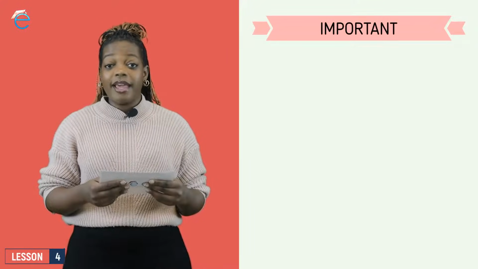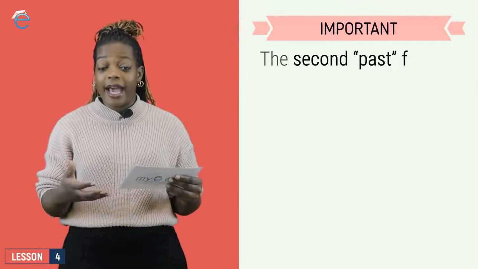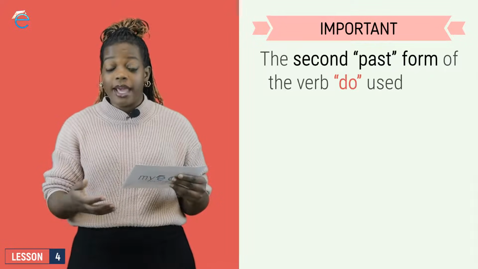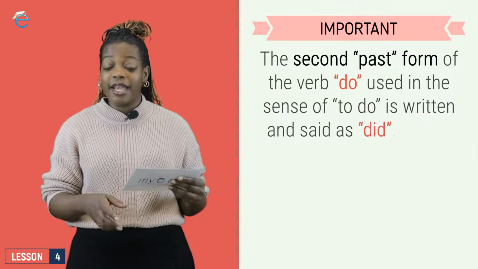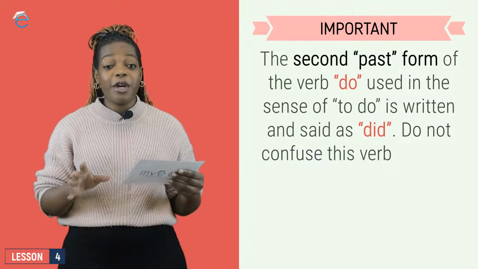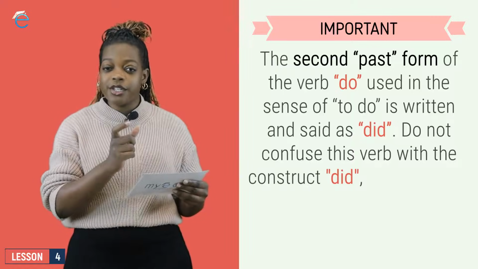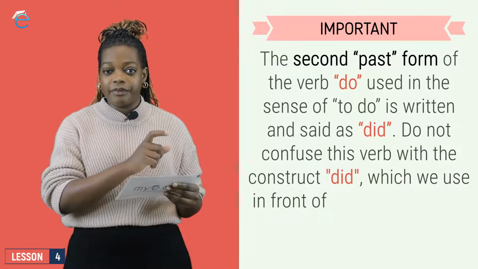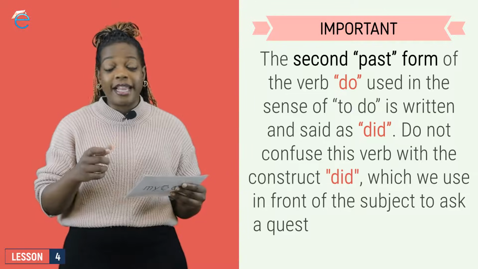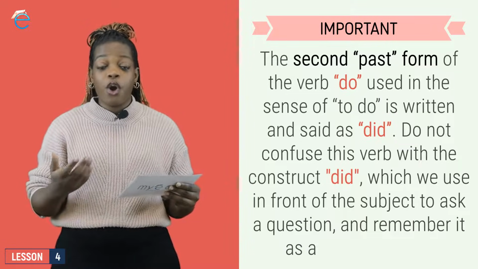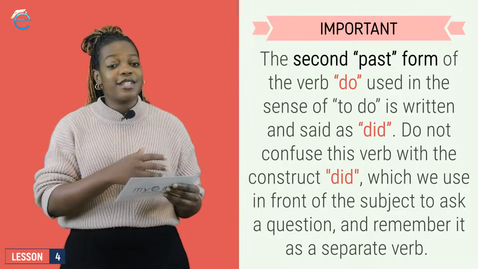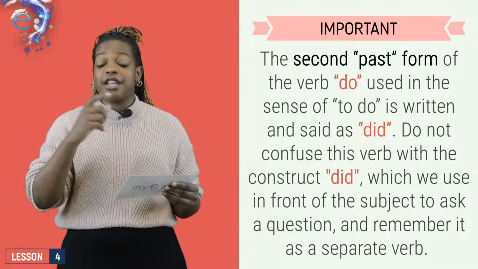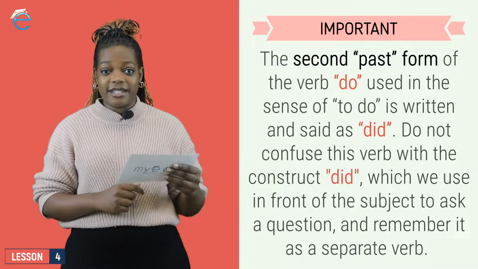Here is something important to remember. The verb do, as in to do, in the second form is written as did. This should not be confused with the construct did. So the did we use at the beginning of a question or in other parts of the sentence is not the same as do in the sentence.